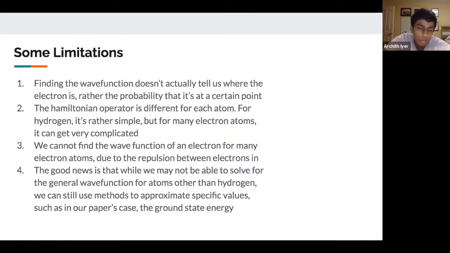But there is some good news. Yes, we may not be able to solve the Schrodinger equation to find the general wave function for atoms other than hydrogen, but we can still use methods to approximate specific values. For example, we can solve it for certain parameters and we can find the ground state energy. Again, these are all approximations because they can never be solved in exact form, and these are all irrational numbers anyway.